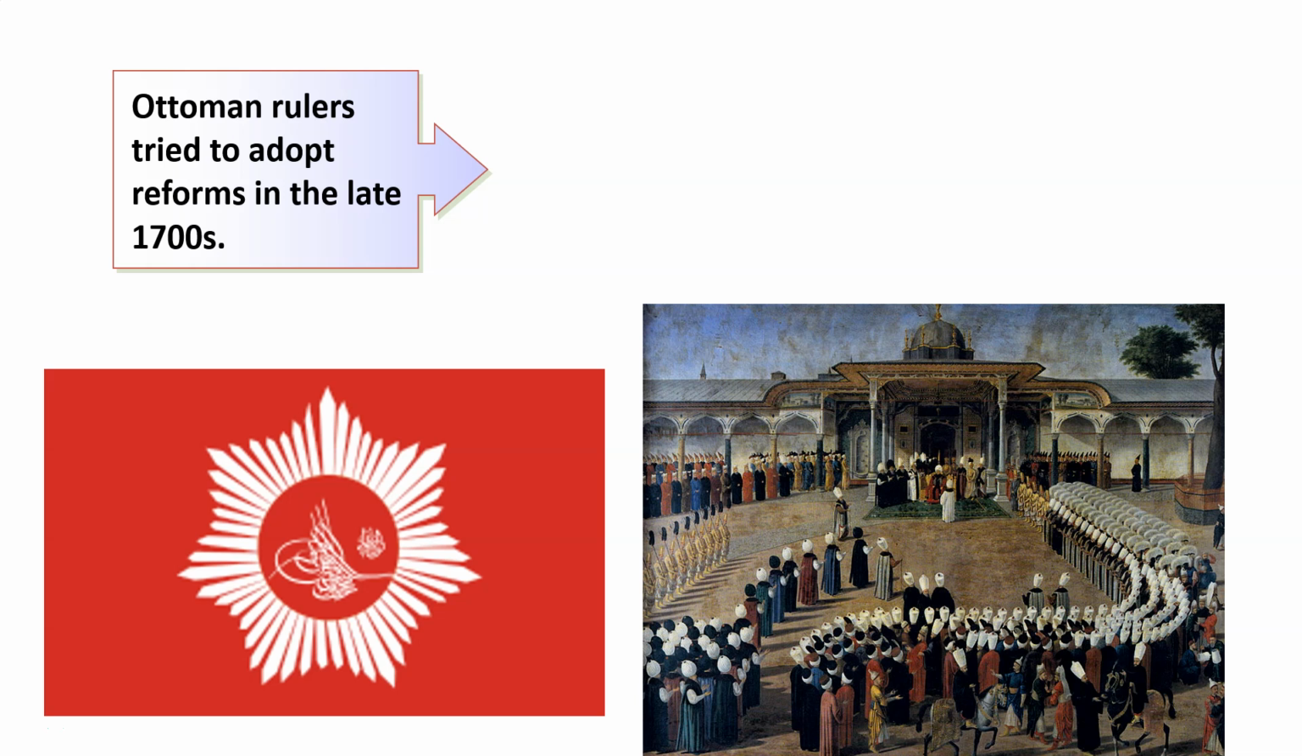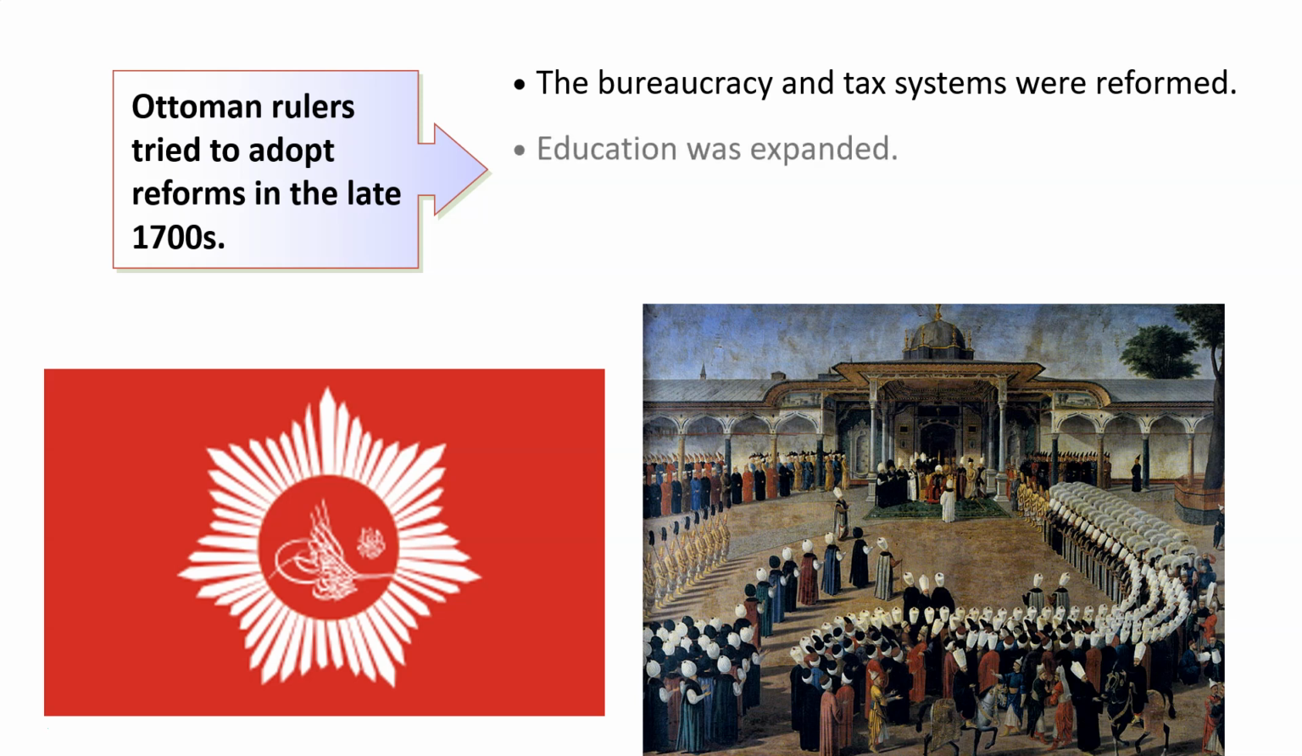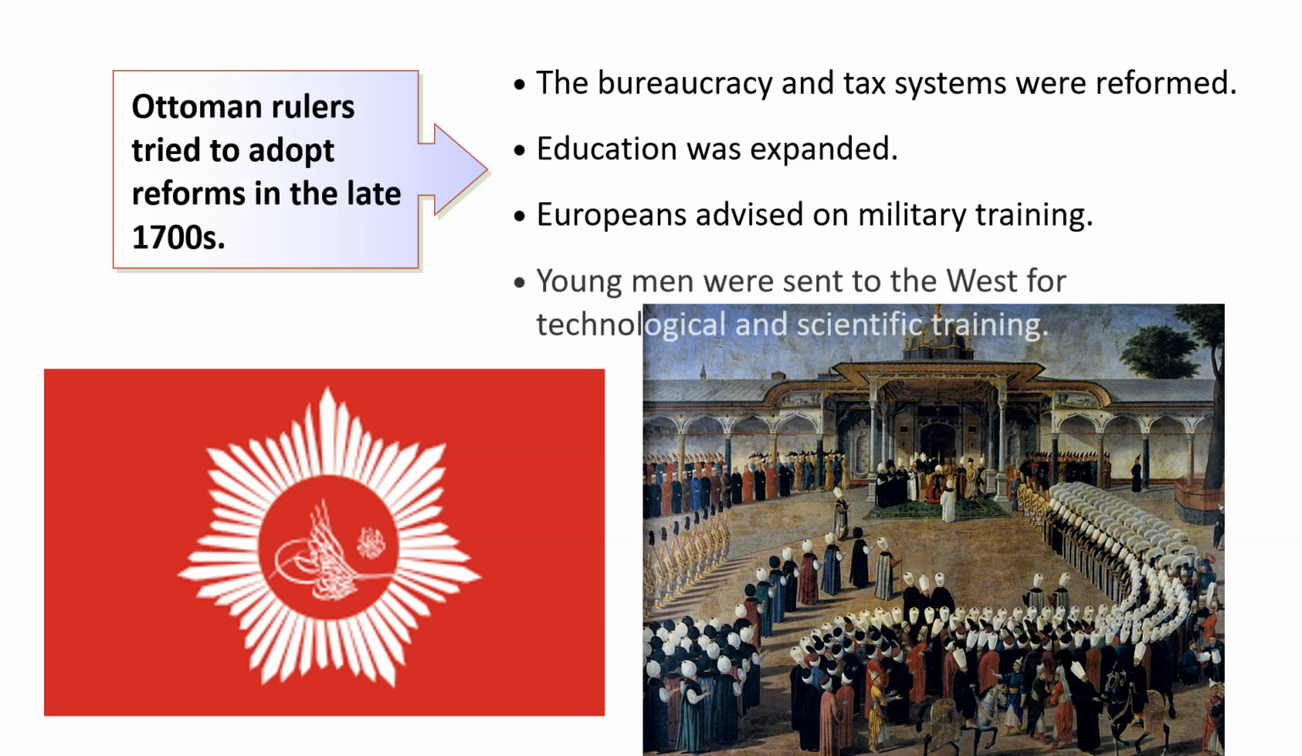Now, the Ottoman rulers tried to institute reforms in the late 1700s. Again, they didn't just give up. They didn't just recognize their decline and turn things over. They improved and reformed the bureaucracy of the government. They made the tax system more efficient. They expanded education, making it more available to more citizens. They brought in Europeans to help train their military and to advise on training and technology. They sent their young men to the West for education, both in technology and in science. Again, looking to internally strengthen their position.